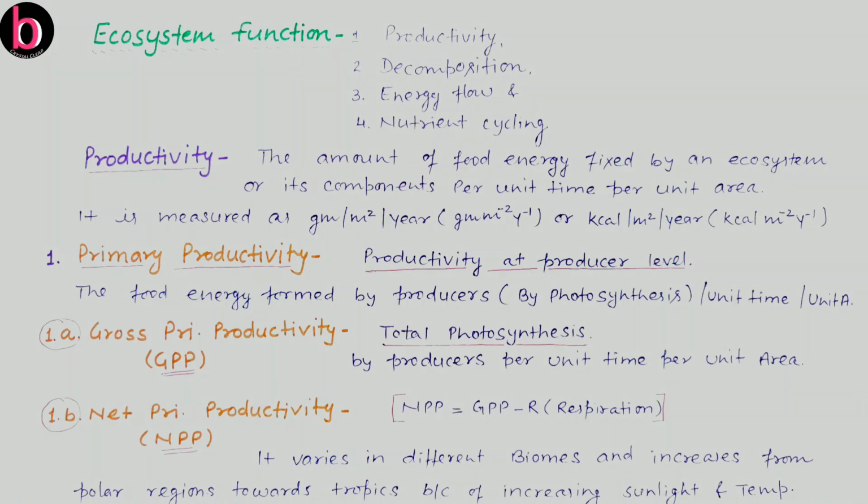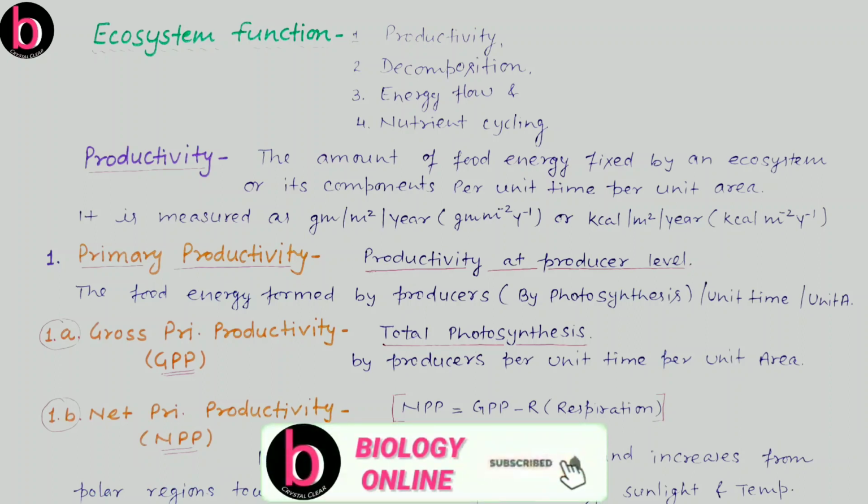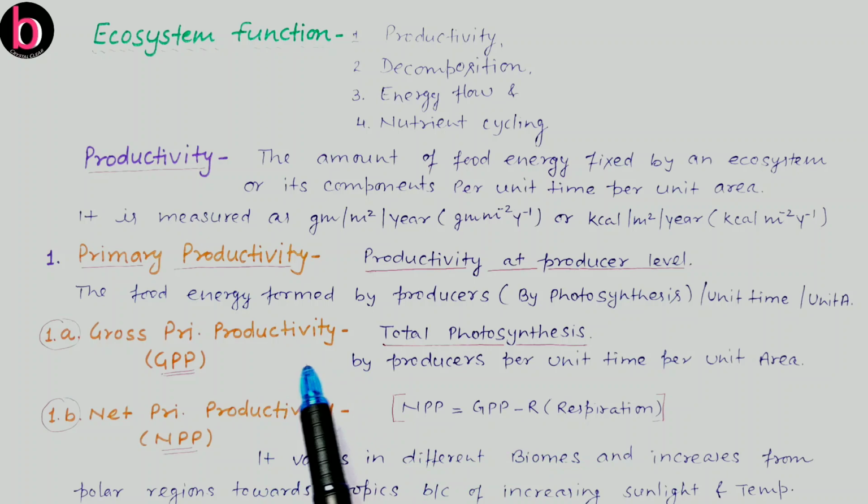This primary productivity is further categorized into two: gross primary productivity, that is GPP, and net primary productivity, that is NPP. First, about gross primary productivity. This is about the total photosynthesis which is performed by the plants, or we may also consider the total chemosynthesis by chemosynthetic organisms. So GPP is total photosynthesis by producers per unit time per unit area.